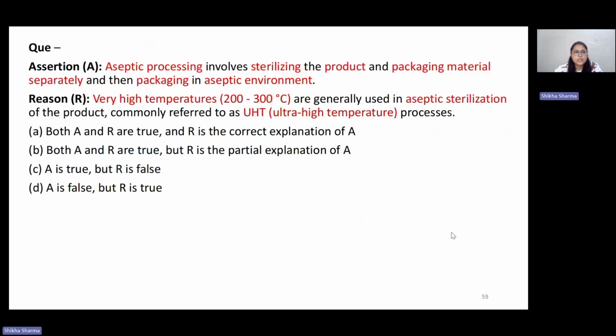Okay, let's discuss the next question. The assertion given is that aseptic processing involves sterilization of the product and the packaging material separately and then packaging in the aseptic environment. And the reason says that very high temperatures like 200 to 300 degrees Celsius are generally used in aseptic sterilization of the product, commonly referred to as the UHT or ultra high temperature process. We need to tell here whether the assertion and the reason are true or false, and whether the reason correctly explains the assertion.